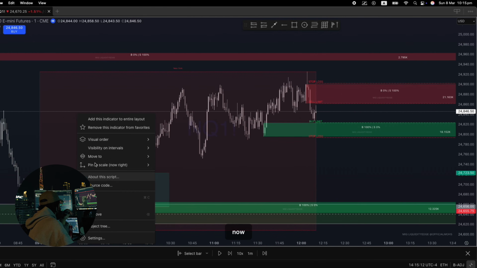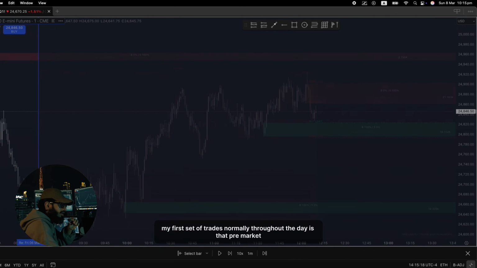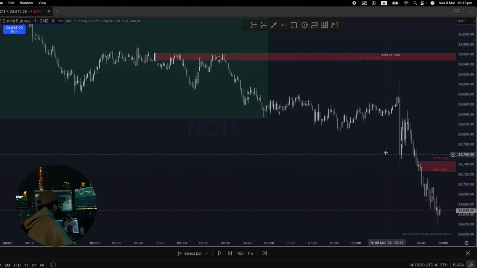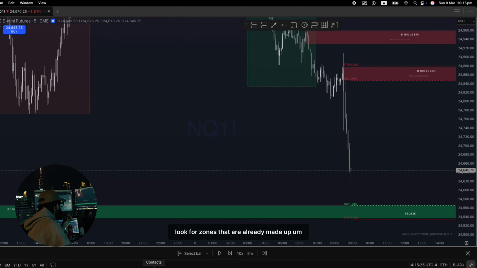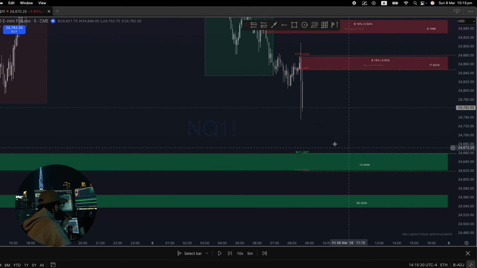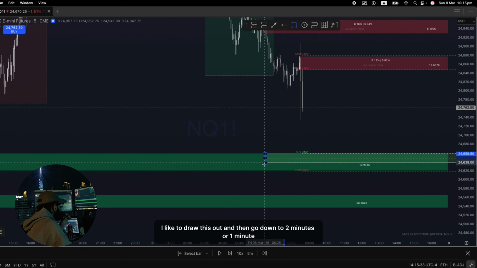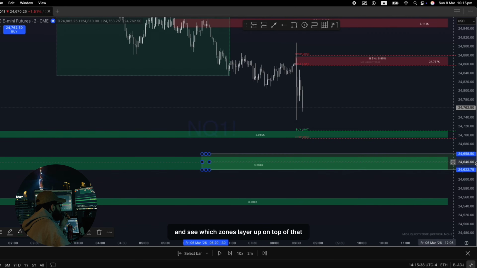Okie doke. My first set of trades normally throughout the day is that pre-market, pre-9:30 push. I like to go over to a 5 or 15 minute chart and look for zones that are already made up. I will start looking at the chart at around 8:30. So we have a really nice zone here. I like to draw this out and then go down to 2 minutes or 1 minute and see which zones layer up on top of that.